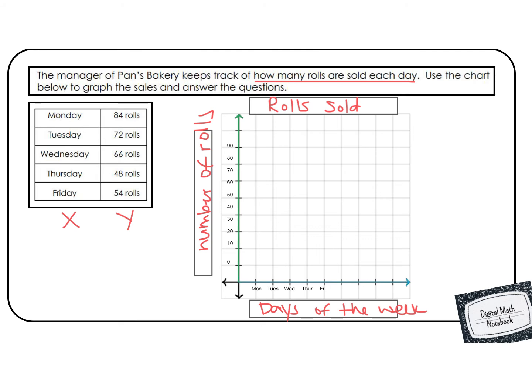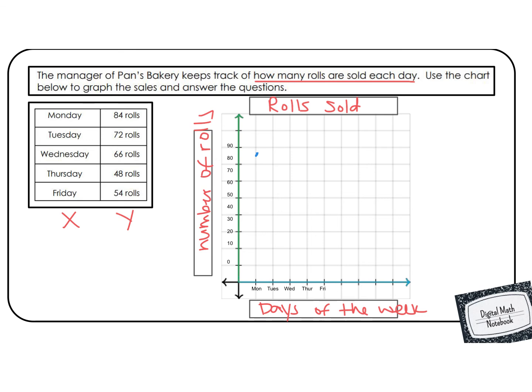Let's start off with Monday. On Monday, they sold 84 rolls. So I'm going to go over to Monday and all the way up to, now look, 84 is between 80 and 90. So I'm going to have to go past 80, but not as far as 90. So that's going to be about here. Because 84 is more than 80, but less than 90. So there are points in between, even if they're not labeled on our intervals and scales.